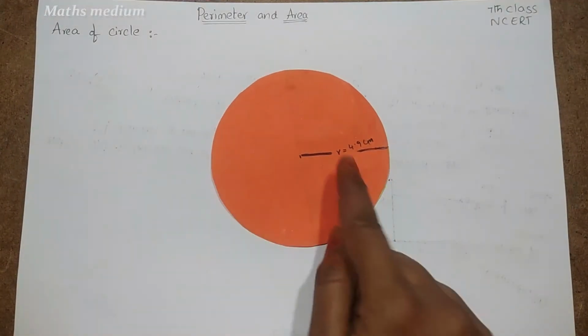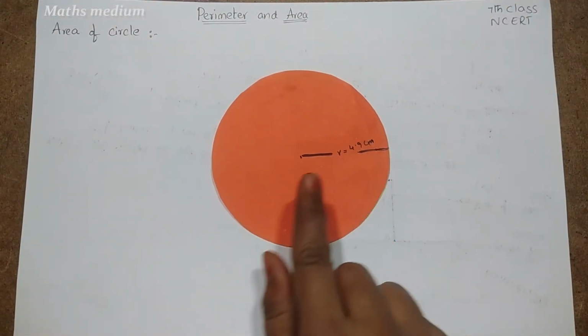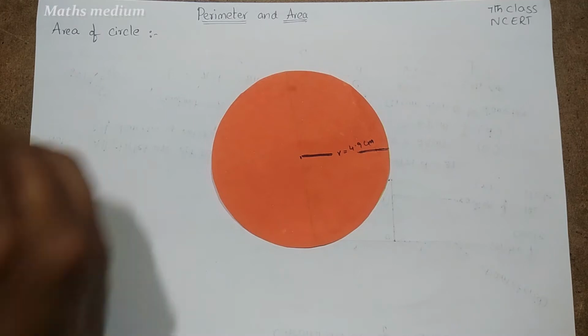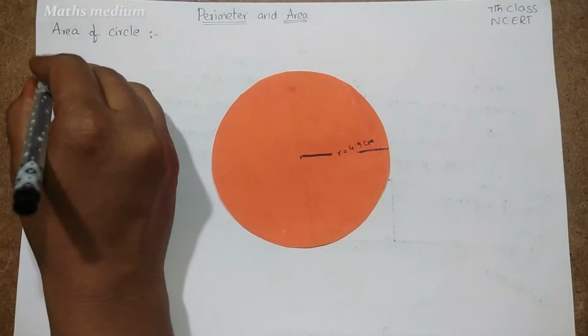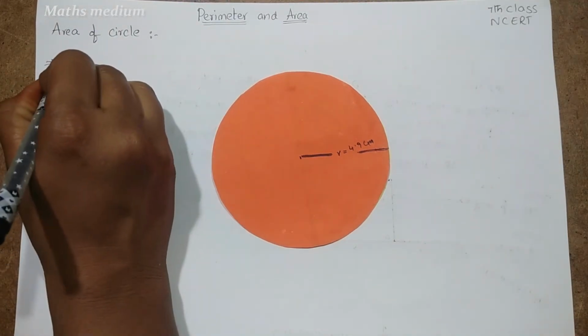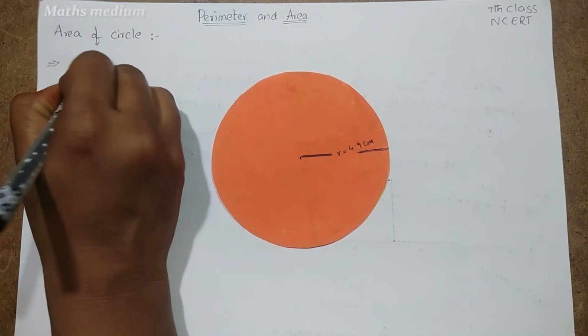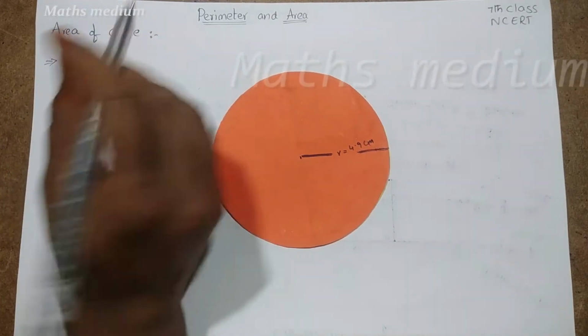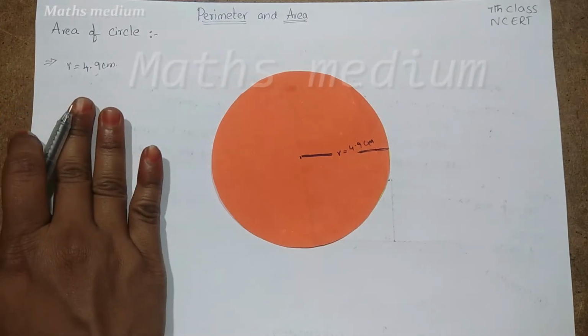So let's start. Here I took a circle. R is equal to 4.9 centimeters. Okay, so write it down here. It is in the part of finding the area of a circle. So R is equal to 4.9 centimeters. This is just an example of how to find the area of a circle.